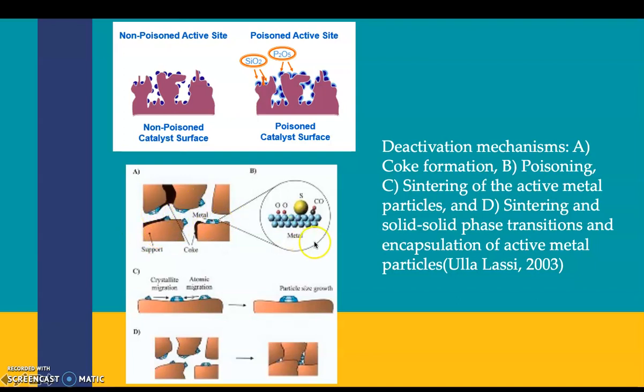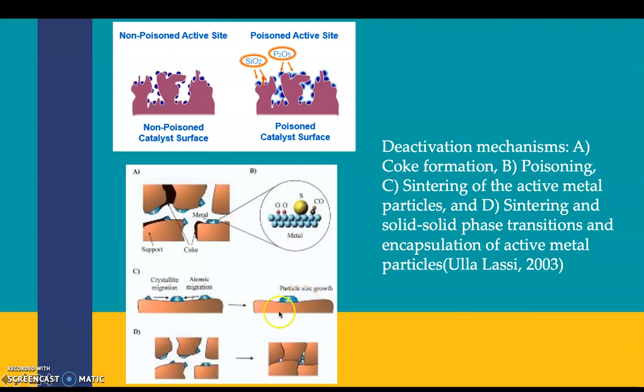So for poisoning, you will see sulfur. Sulfur is very well known as an element that will easily poison your catalyst. So the sulfur will poison, and then block the active site of your catalyst. Okay, the C part is the sintering of the active metal particle. This will reduce the catalyst active sites. They are supposed to be dispersed throughout the support, and then when sintered, they migrate, and the particle size will grow.